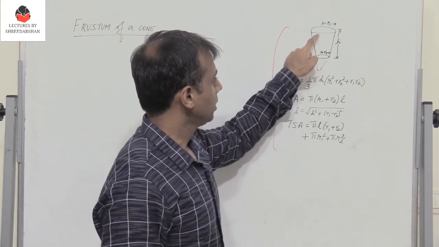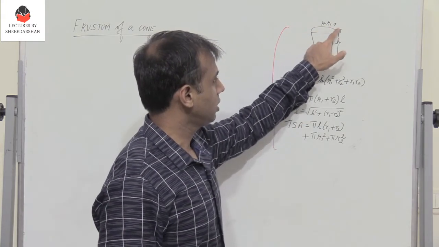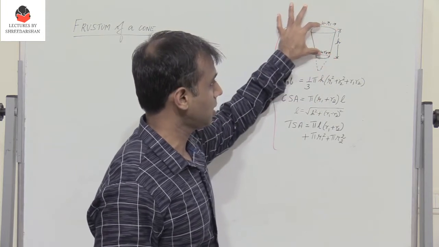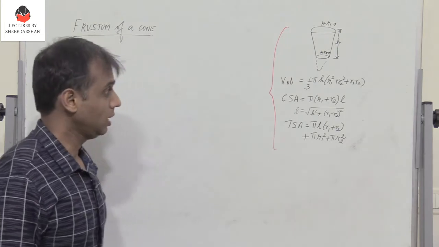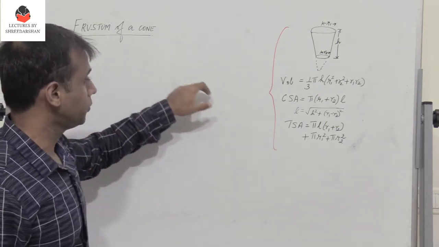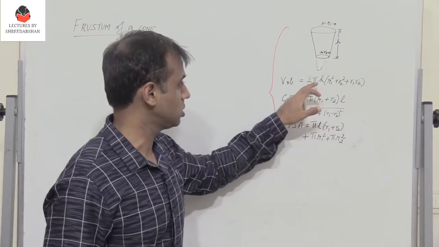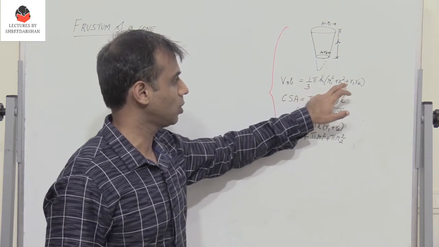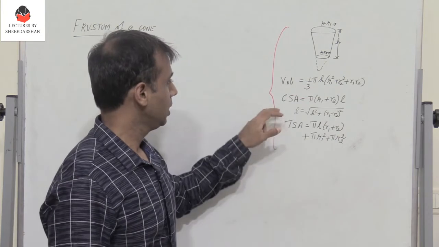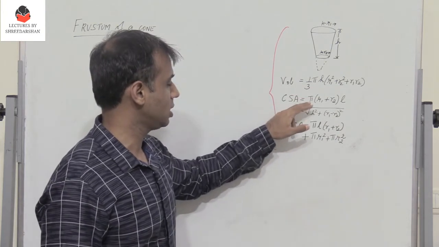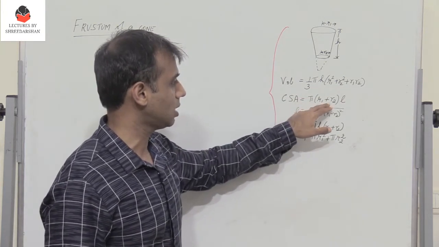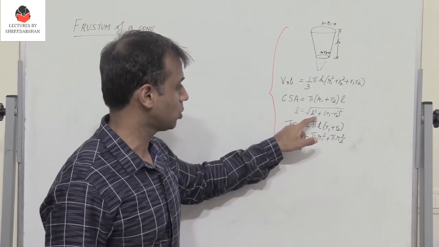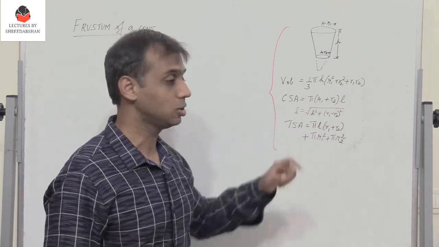So here let us assume that R1 is the radius and here R2 is the smaller radius and h happens to be the height. Then the volume of the frustum of a cone is given by this expression, which is 1 by 3 pi h into R1 square plus R2 square plus R1 R2, and the curved surface area equals pi into R1 plus R2 into L. And what is L? L is given by square root of h square plus R1 minus R2 the whole square.